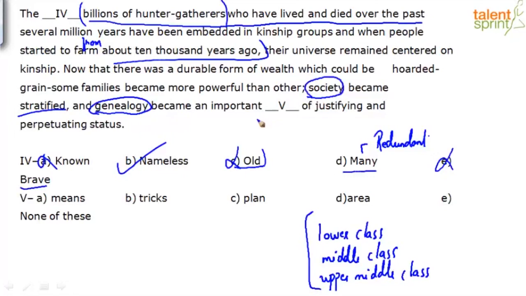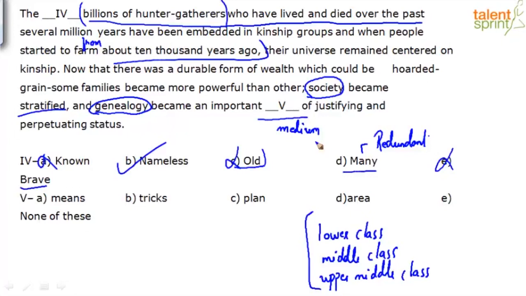So here I need a word that gives the meaning of what? Some sort of a medium. I am looking for a word that gives me the meaning of medium out of my options. Which is that word? Option A means, option B tricks, option C plan, option D area, option E none of these. What are we talking about with genealogy? We're talking about means. This was the means by which society and genealogy were justified and perpetuated status.